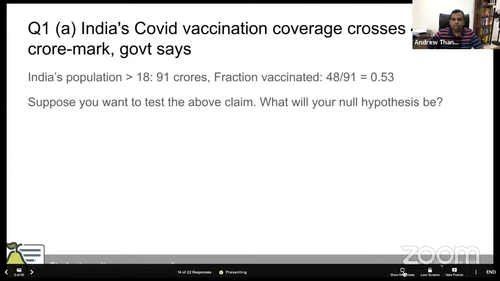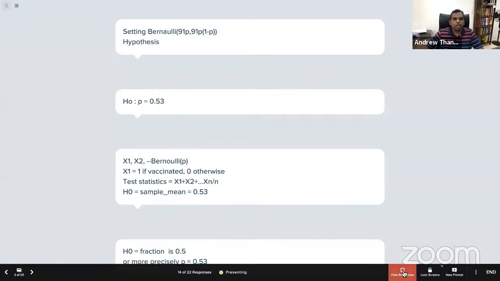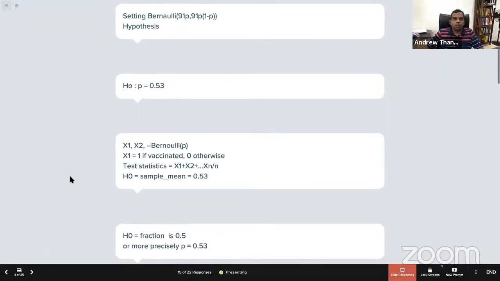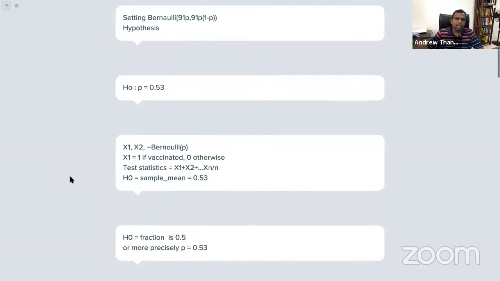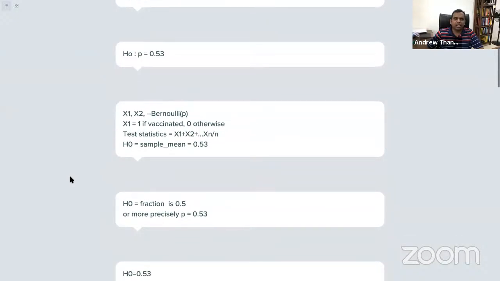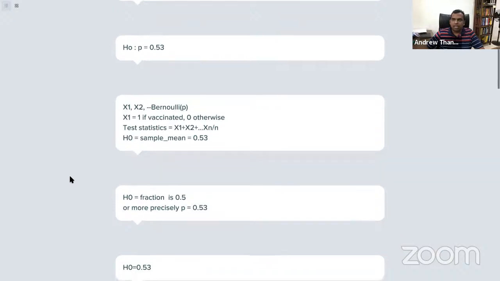Let me just see the responses. P equals 0.53. Be careful about the 91 and all that, right? Nobody is going to be able to sample all the 91 crore people. Your number of samples will be much smaller than 91 crore. I just used 91 crore to roughly give you that fraction 0.53, right?